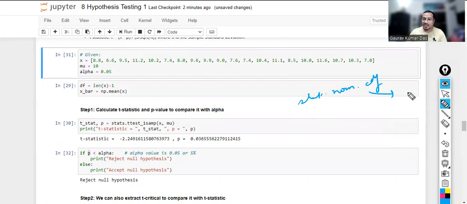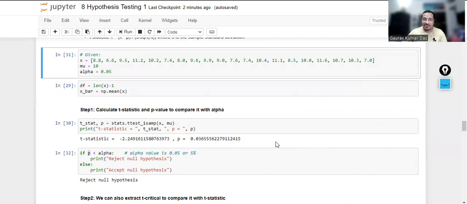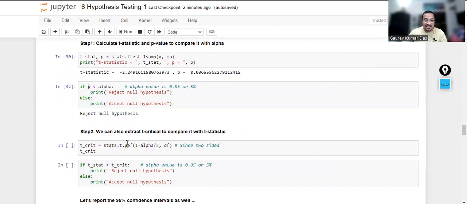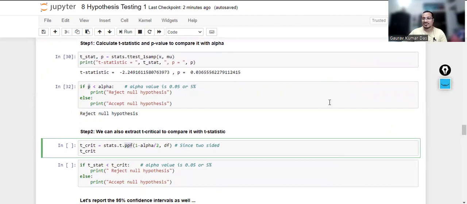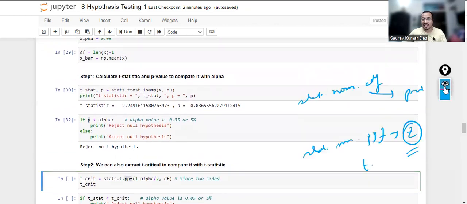stats.norm.cdf gives me the probabilities, whereas stats.norm.ppf gave me the Z value. Similarly, here also we'll have stats.t.ppf, t meaning t-distribution, right? So see, stats.t.ppf. Very simple, guys, right?